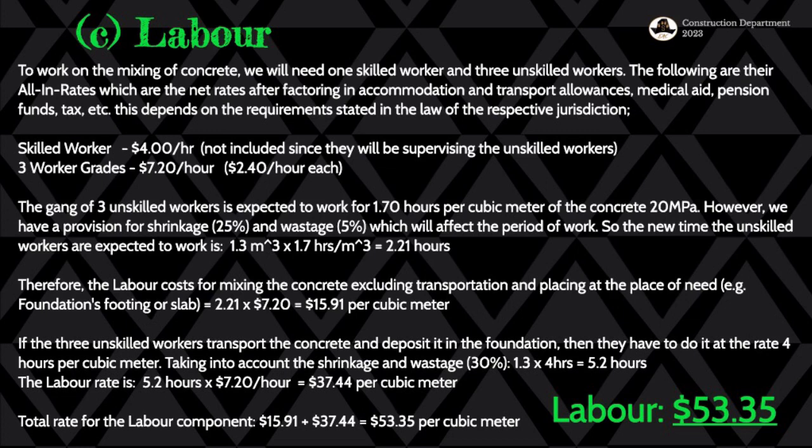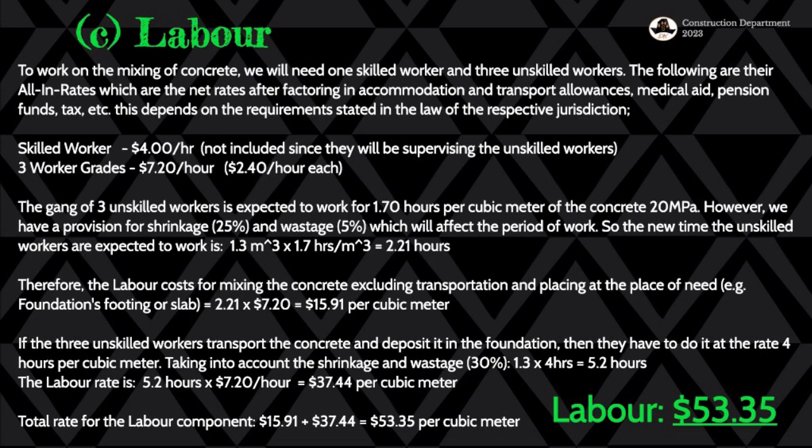We then know that the total for them is $7.20 per hour for the three of them, which means each one of them will get $2.40 per hour for doing the mixing of concrete and all these other things. The gang of three unskilled workers is expected to work 1.70 hours per cubic meter, like we saw with the equipment, of concrete 20 MPa, because we're expecting these hours to get that 1 cubic meter. So they have to do it in 1 hour and 70 minutes. However, it's not 1 hour 70 minutes actually, it's 1.7 hours.